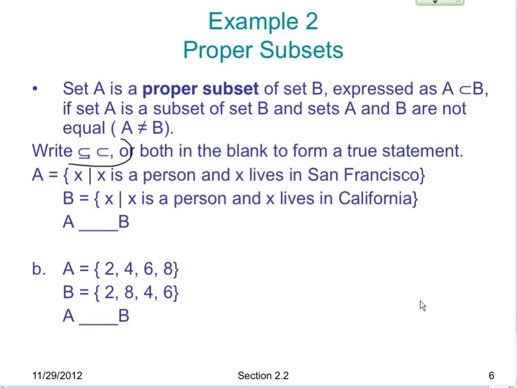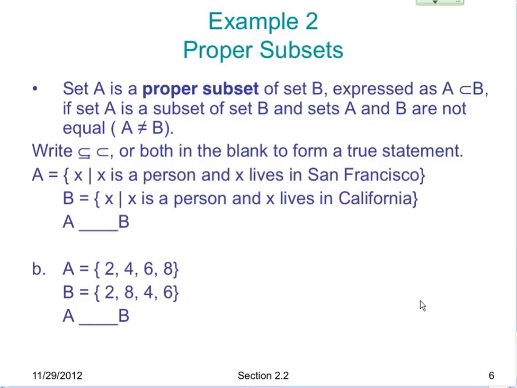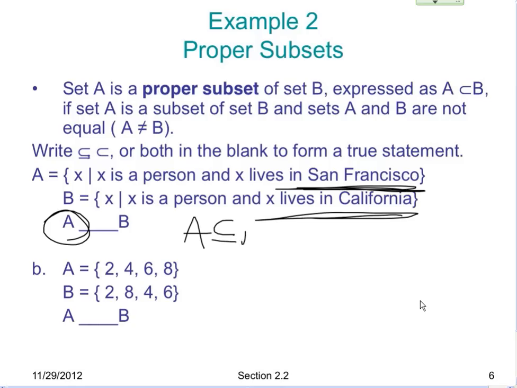So, in this example, we're trying to figure out whether it's a subset, a proper subset, or both. So we have set A, which is the set of all x such that x is a person and x lives in San Francisco. The set B, set of all x such that x is a person and x lives in California. So, does every person that lives in San Francisco also live in California? Yes. So we say A is a subset of B.